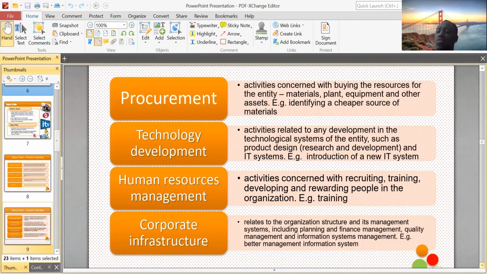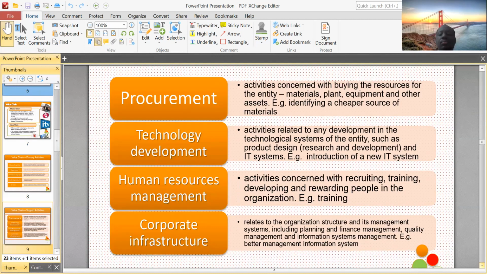Then you have human resource management. You cannot deliver products and services to customers for them to be happy without your people. So you need activities concerned with recruiting the right people, training them, developing them, rewarding them, and motivating them to do more in the organization.